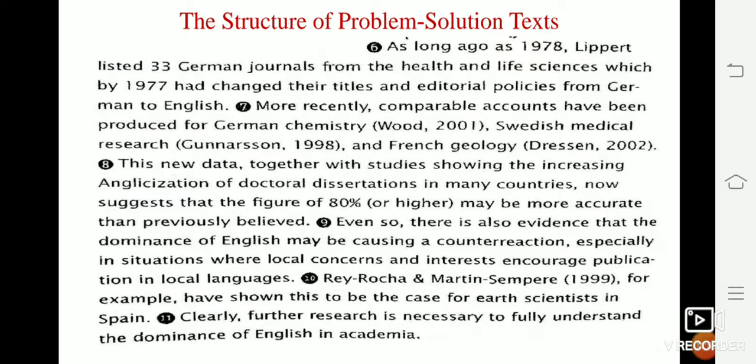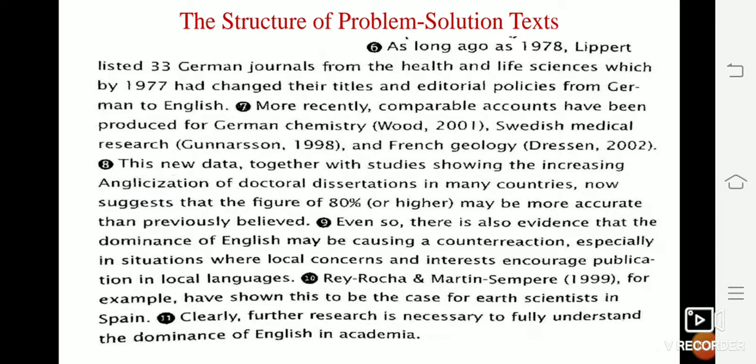Number eight, this new data together with studies showing the increasing aggregation of doctoral dissertations in many countries now suggests that a figure of 80% or higher may be more accurate than previously believed. Okay. Number nine, even so, there is also evidence that the dominance of English may be causing concern, especially in situations where local concerns and interests encourage publication in local languages. Okay, so number nine. Okay, from number nine, we see evaluation.